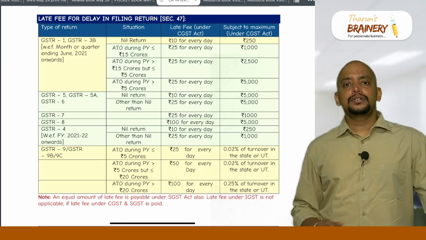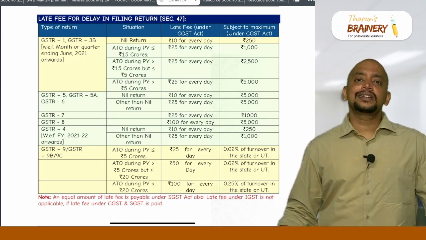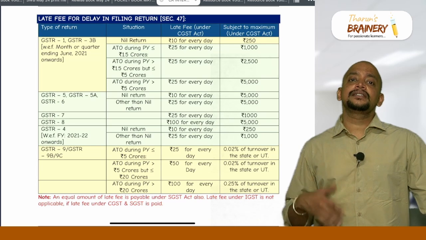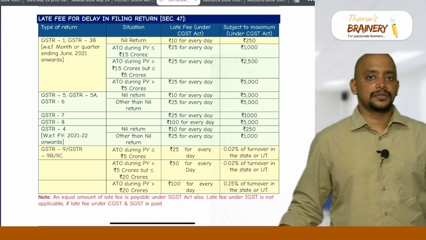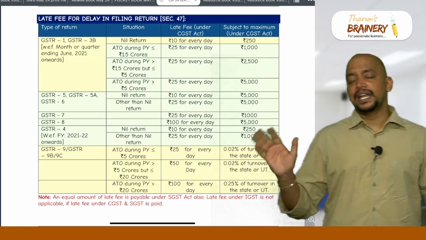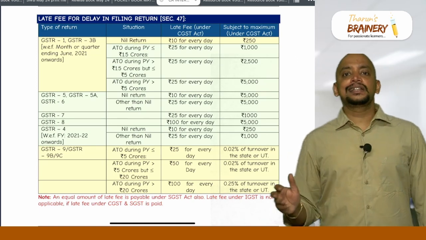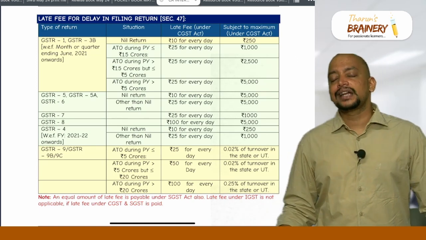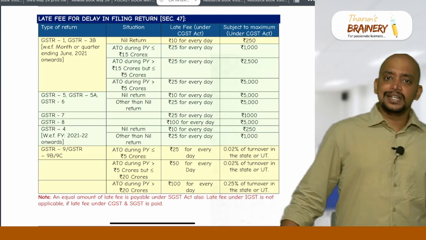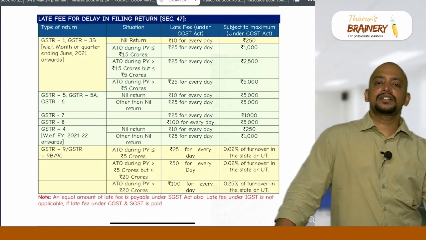Okay. So for example, it's a nil return. Nil return means all the entries in that return will be nil. There won't be any detail because we have not done any business this month. All the entries in that return are nil, and that is called a nil return. So if it is delay in filing, 10 rupees per day subject to a maximum of 250.